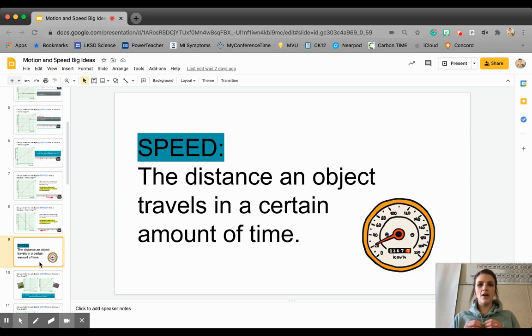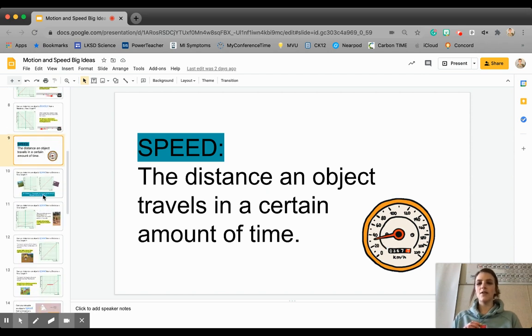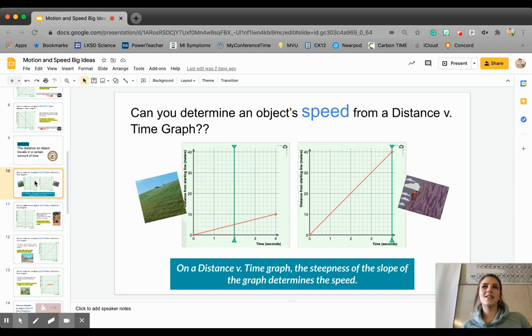Now, we get into the definition of speed. Speed is the distance an object can travel in a certain amount of time. We can decide speed based on 2 different things. The first thing that we can look at is, is the slope of the line shallow or is it kind of steep? So notice on the left-hand side, the slope of this line is kind of shallow, whereas the one on the right-hand side is relatively steep, right? If these were hills that you'd have to climb, the one on the right would definitely be harder to climb compared to the one on the left. The steepness of the slope can help us determine an object's speed.